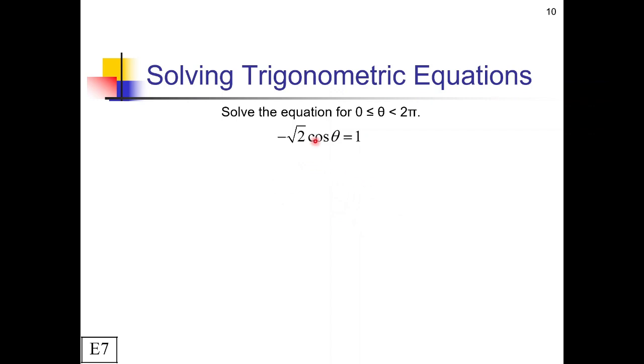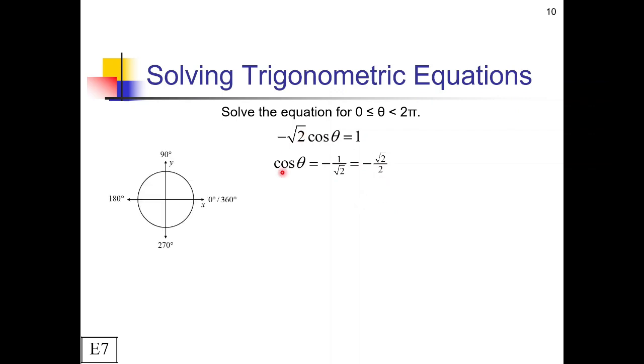All right, so to isolate this trig function, we divide by negative radical 2. So we've got negative 1 over radical 2. And to simplify that, I'll multiply by radical 2 over radical 2. That gives me negative radical 2 over 2. So that actually matches something in my table. But first, let me figure out what quadrants I'm in.